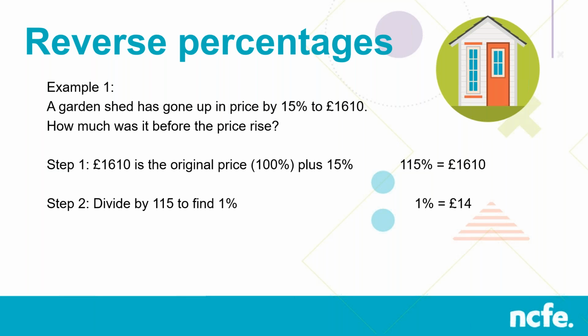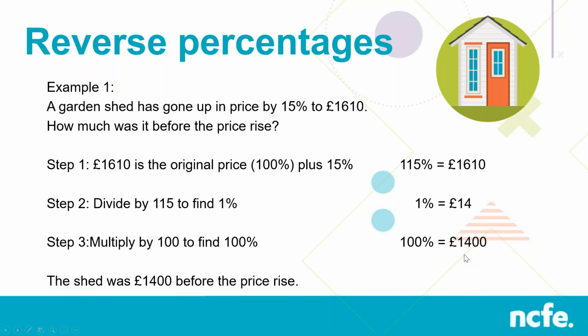Step 2, so we've got the D, Poodamoo, D, divide to find 1%. So to divide to find 1%, I divide 115 by 115 to get 1%. I divide £1,610 by 115, that gives me 1%, that's £14. And then if we're looking at the 15%, well, multiply that by 100 to find 100%. So 100% equals £1,400.